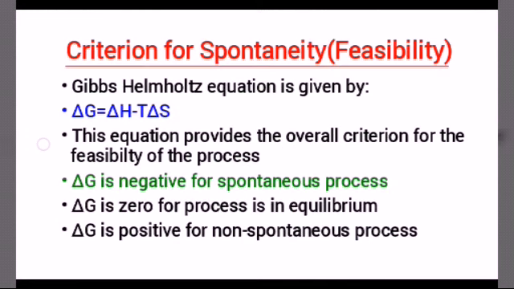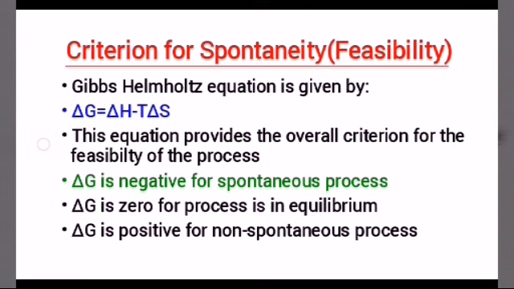Now after this spontaneous or spontaneity process, we have criterion for spontaneity. The criterion is given by Gibbs-Helmholtz equation, that is delta G is equal to delta H minus T delta S. This equation provides the overall criterion for the feasibility of the process.